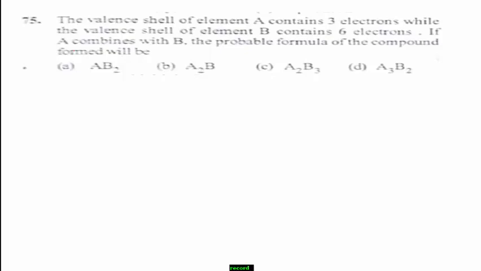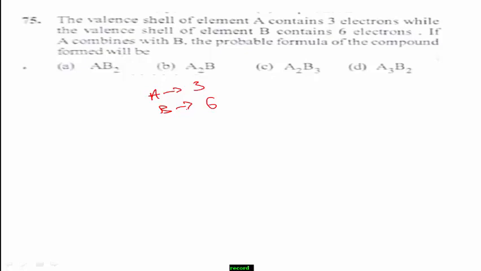Students, according to the question, the first element A has 3 electrons in its outermost shell, also called the valence shell. Therefore, its valency is 3. The second element B has 6 electrons in its outermost shell. If it contains 6 electrons, then its valency is 2, because it needs 2 electrons to get the octet configuration.